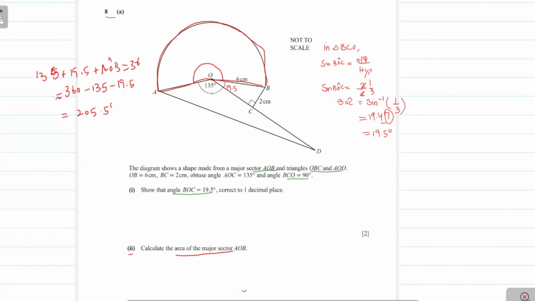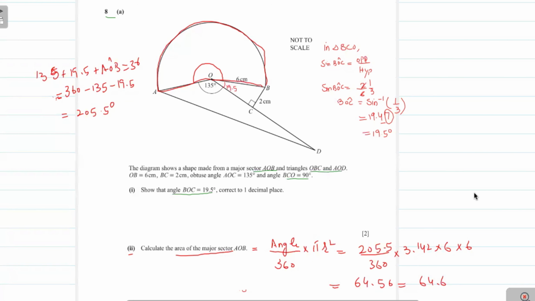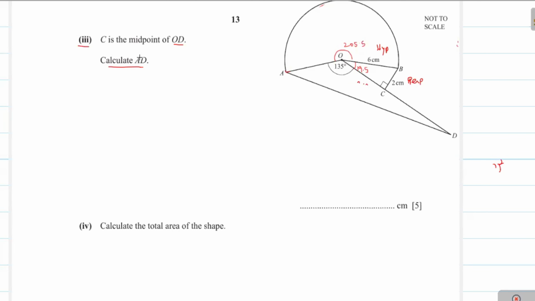And after calculating this angle, we use the formula. The area of the major sector is equal to angle over 360 multiplied by pi r square. You see here the angle is 205.5 divided by 360, multiply pi value, we take 3.142. The radius here is 6 into 6. Now we calculate this value, it will be equal to 64.56, and the 3SF value will be 64.6. This is the answer.